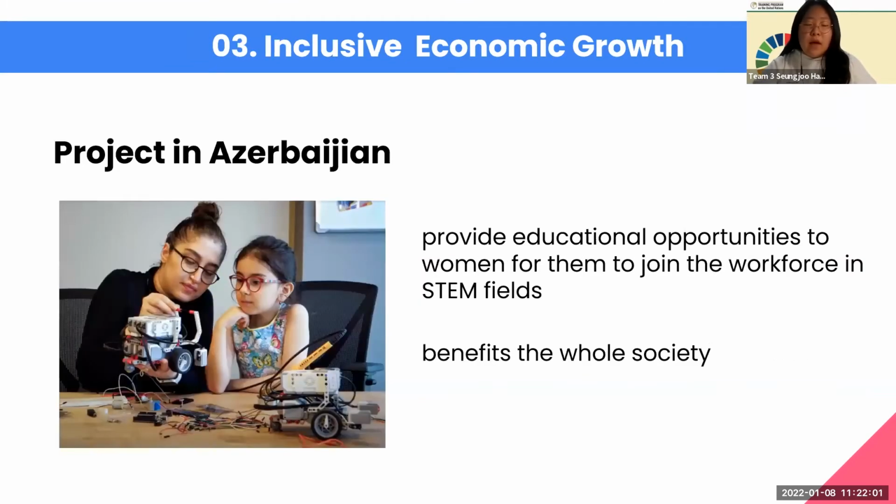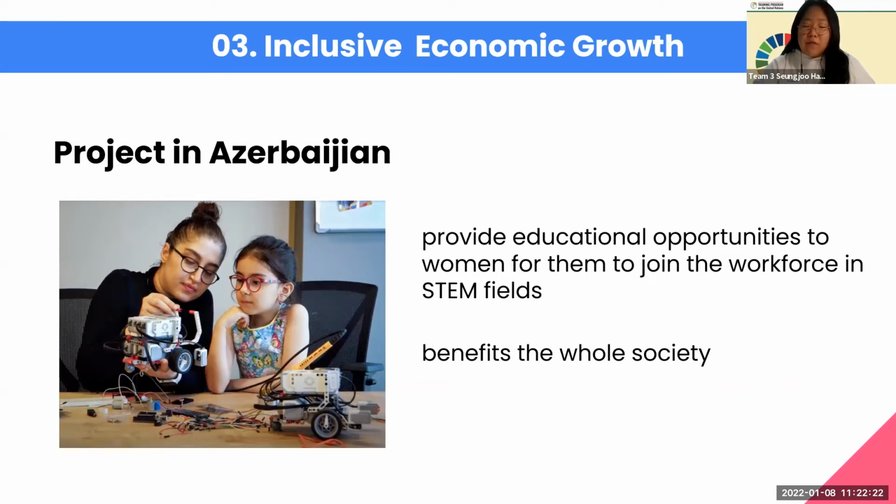For inclusive economic growth, UNDP worked together with USAID in Azerbaijan on a project that included awareness-raising campaigns, a series of webinars, events, and a 4-month mentorship program for women in STEM. With this project, UNDP could provide education opportunities to women in order for them to join the workforce they desired.